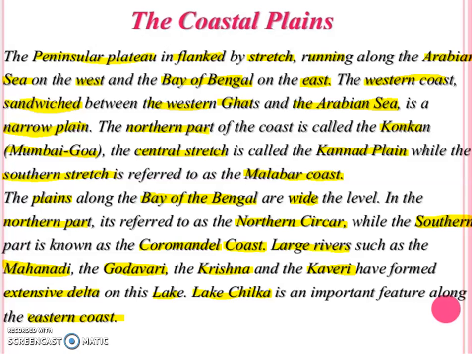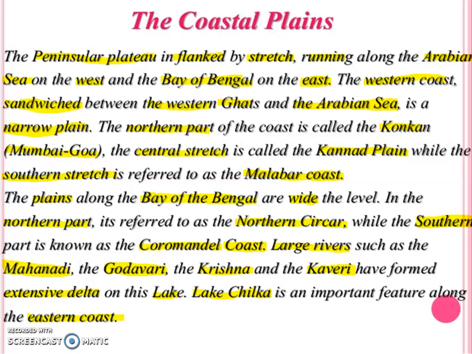The western coast, between the Western Ghats and the Arabian Sea, is a narrow plain. The northern part of the western coast is known as the Konkan coast, mainly covering Bombay and Goa. The central part is known as the Kanara plains, while the southern stretch is known as the Malabar coast.